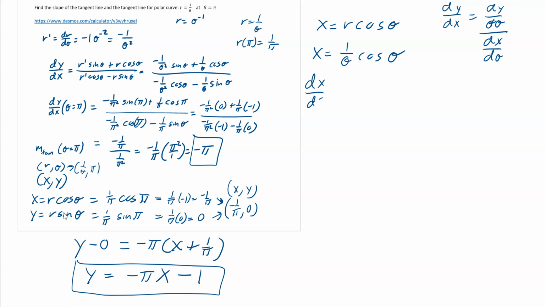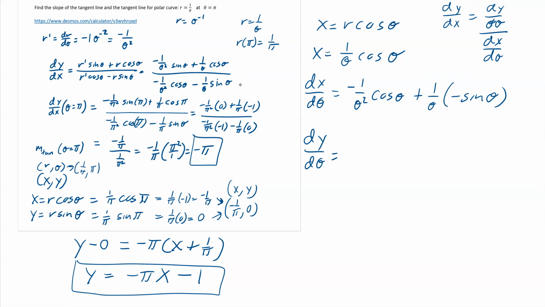So dx d theta would equal, and we already know the derivative of 1 over theta. We did that here, right? So this would be -1 over theta squared cosine theta plus 1 over theta. So you're just applying product rule, negative sine theta. And you can see there's our denominator. And then we would do the same thing with the y.